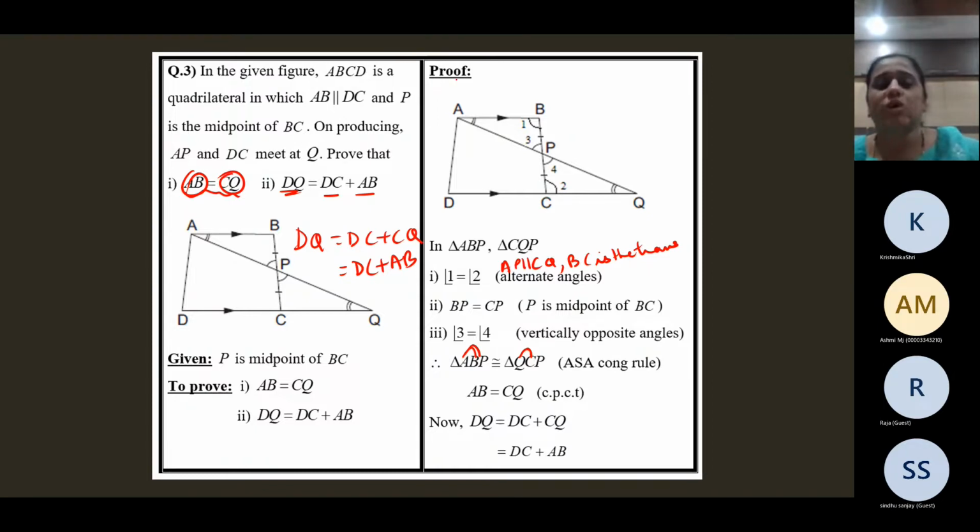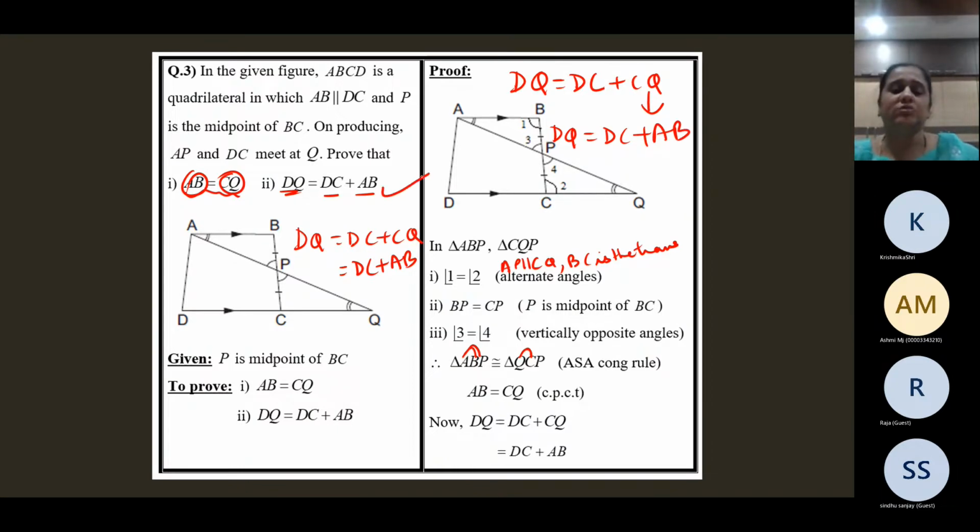See, what is DQ actually? DQ is actually DC plus CQ. But we proved that CQ is equal to AB. So you can write DQ is equal to DC plus, instead of CQ, AB. That's all. That's the second one.